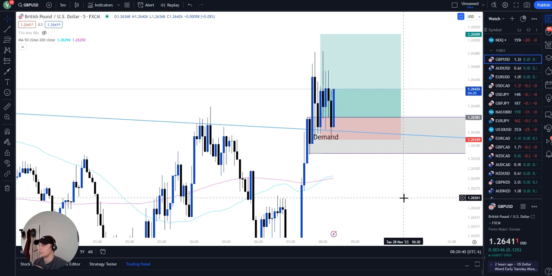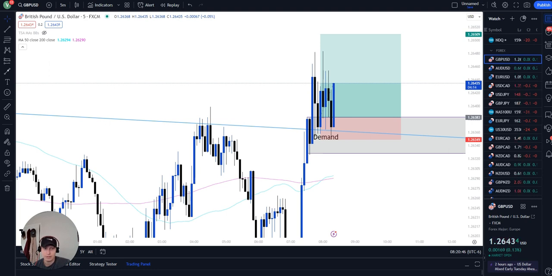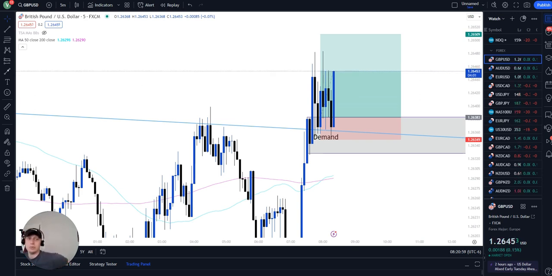Wow, we may actually get lucky here. That's crazy, y'all. I can't believe I did not get stopped out there. But I am still in this trade. Wow. It was extremely close to getting stopped out.